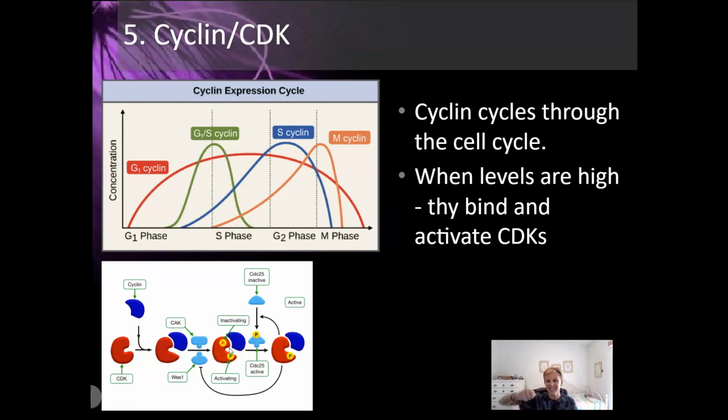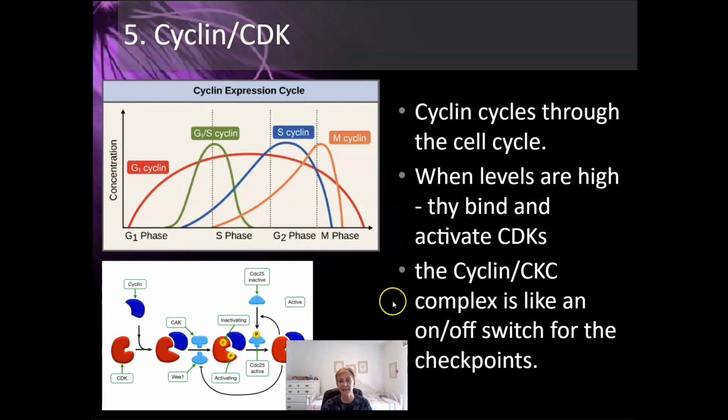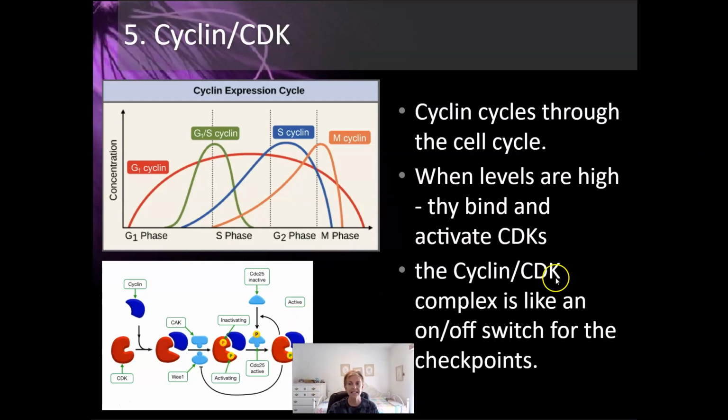So that's like turning the light switch on, which allows the cell to proceed to the next checkpoint or through the next phase. So the cyclin CDK complex is like an on-off switch for your checkpoints. So if they come together, phosphorylation occurs, and that allows the cell to proceed to the next phase.